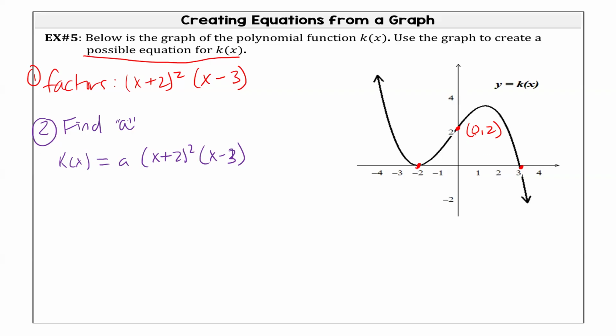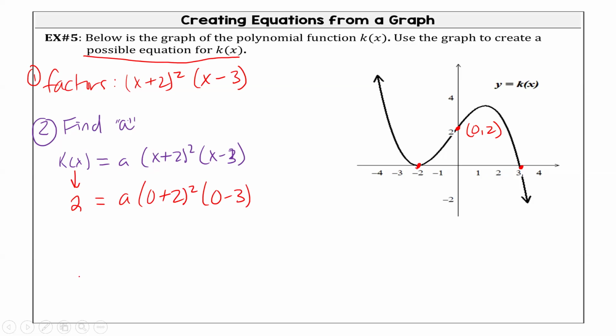Okay, so it's telling us when x equals 0, y equals 2. So I can plug those in and help me solve for my A. So k of x is going to be 2 equals A, and everywhere there's an x, I'm plugging in 0 because we're using our y-intercept. So we have (0 plus 2) squared times (0 minus 3).